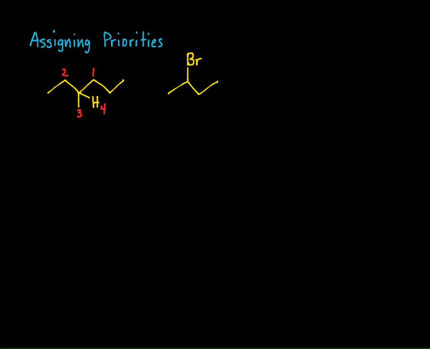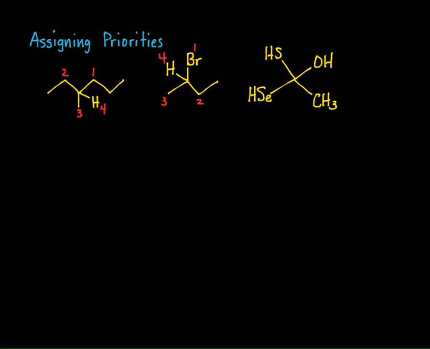I can do the same thing with 2-bromobutane. Again, hydrogen's connected to it, so that hydrogen is the lowest priority. A methyl is the third, ethyl is the second, and bromine, which has the highest atomic number, is going to get the first priority, right?